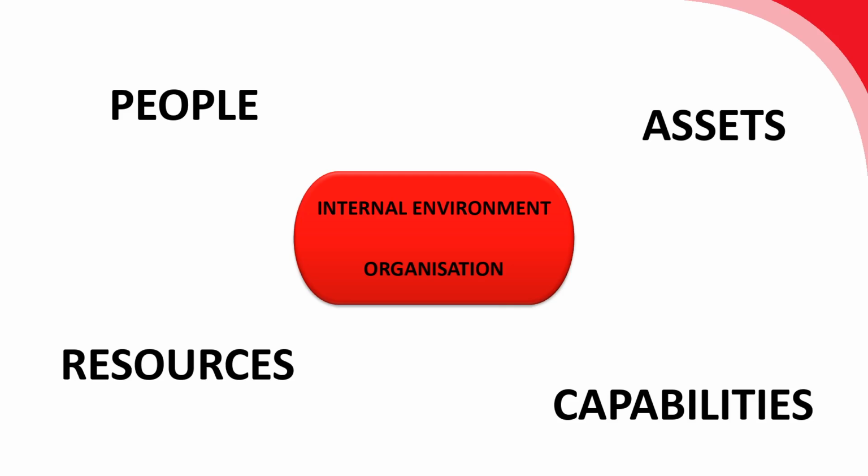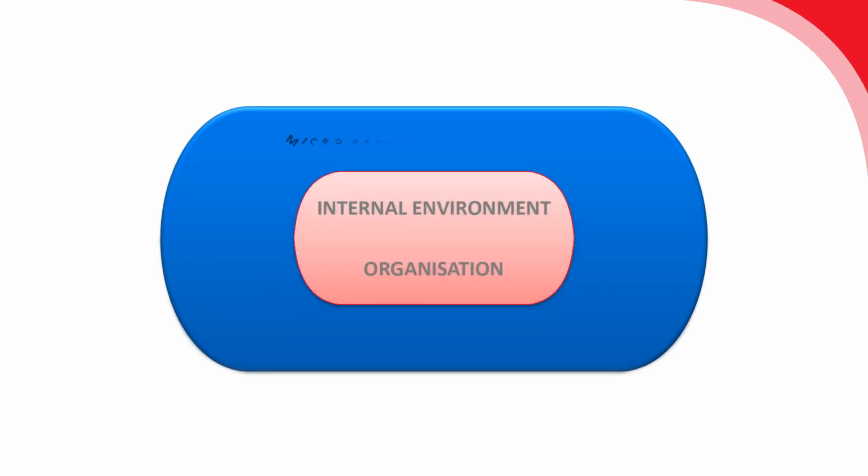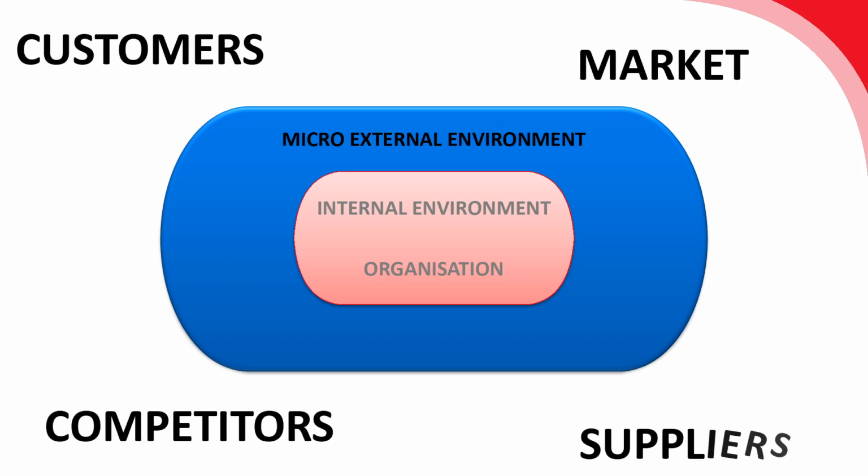Now that's relatively straightforward. However, when we move on to look at the external environment, we are going to split these into two: the micro external environment and the macro external environment. So the micro external environment consists of those things which are outside of the organization but frequently in contact with the organization itself. So we can think of things like customers, competitors, suppliers, and the general marketplace, which are frequently and sometimes constantly in contact with the organization.